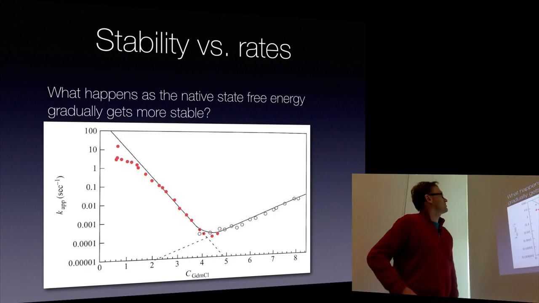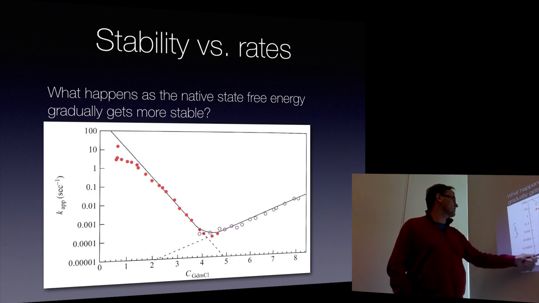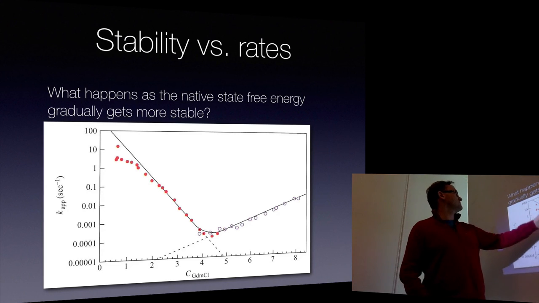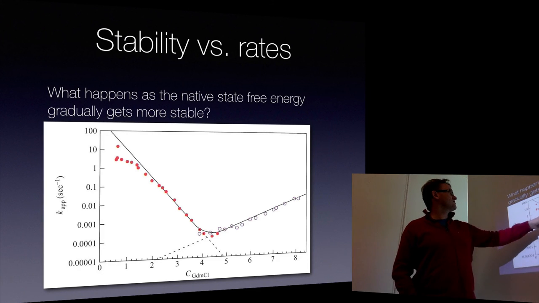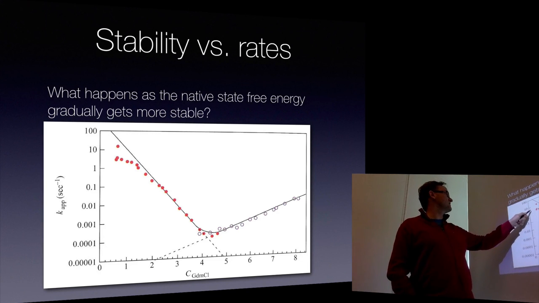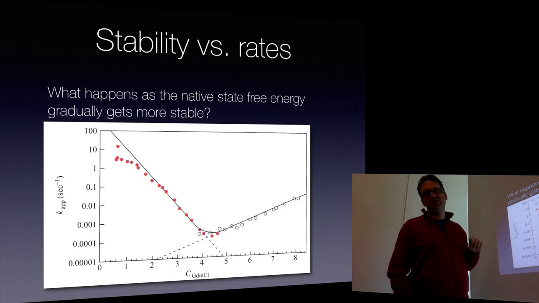There's just one thing I wanted to comment on in this one. Eventually, as you keep reducing these concentrations more and more, you don't get almost infinitely fast folding rates. Why not? Why does it start to go down here a bit? The theory doesn't seem to fit the equations. The experiments don't seem to fit the equations.